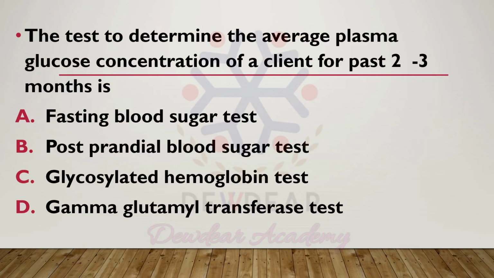So the first question is: the test to determine the average plasma glucose concentration of a client for the past 2 to 3 months is. Options are fasting blood sugar test, postprandial blood sugar test, glycosylated hemoglobin test, gamma glutamyl transferase test. So in this question, the plasma glucose concentration for the past 2 to 3 months, it is glycosylated hemoglobin. Option C is the answer, glycosylated hemoglobin, HbA1c.